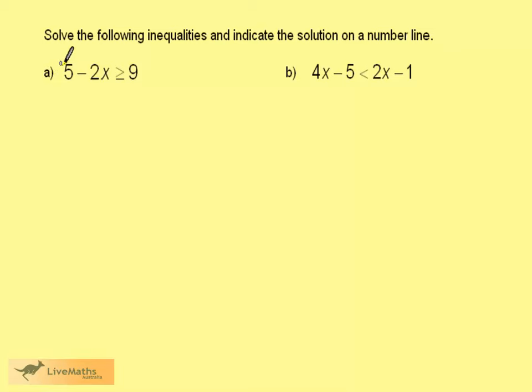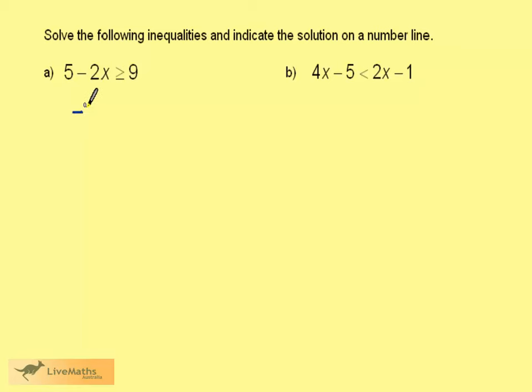We want to solve the following inequalities and indicate the solution on a number line. Here we have 5 minus 2x is greater than or equal to 9. One approach we could take here is to subtract 5 from both sides.